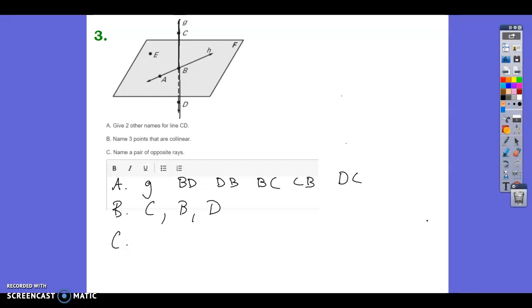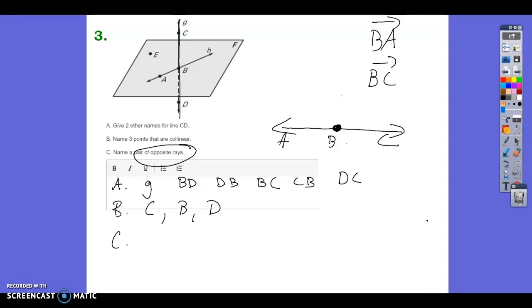And C, name a pair of opposite rays. We've been over this multiple times, and I had you draw them in class. Opposite rays have a common endpoint. So if this is A, B, C, to name the opposite rays, it would be ray BC and ray BA. Those would be opposite rays. So in this case, we're asking for a pair of opposite rays.